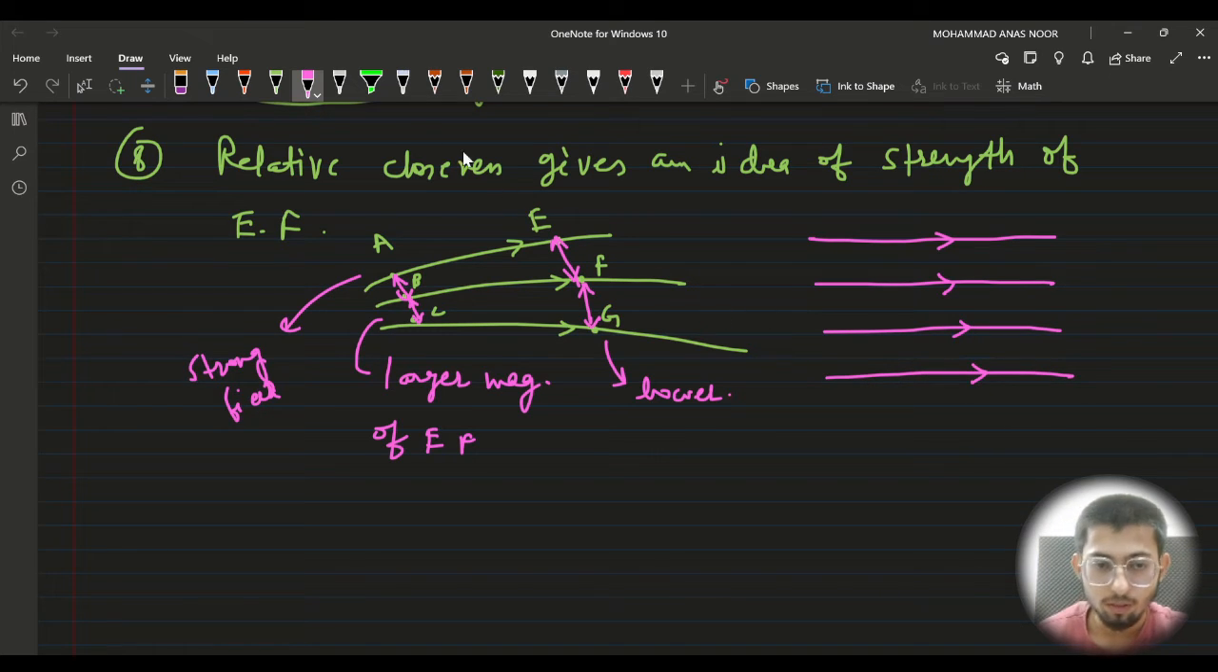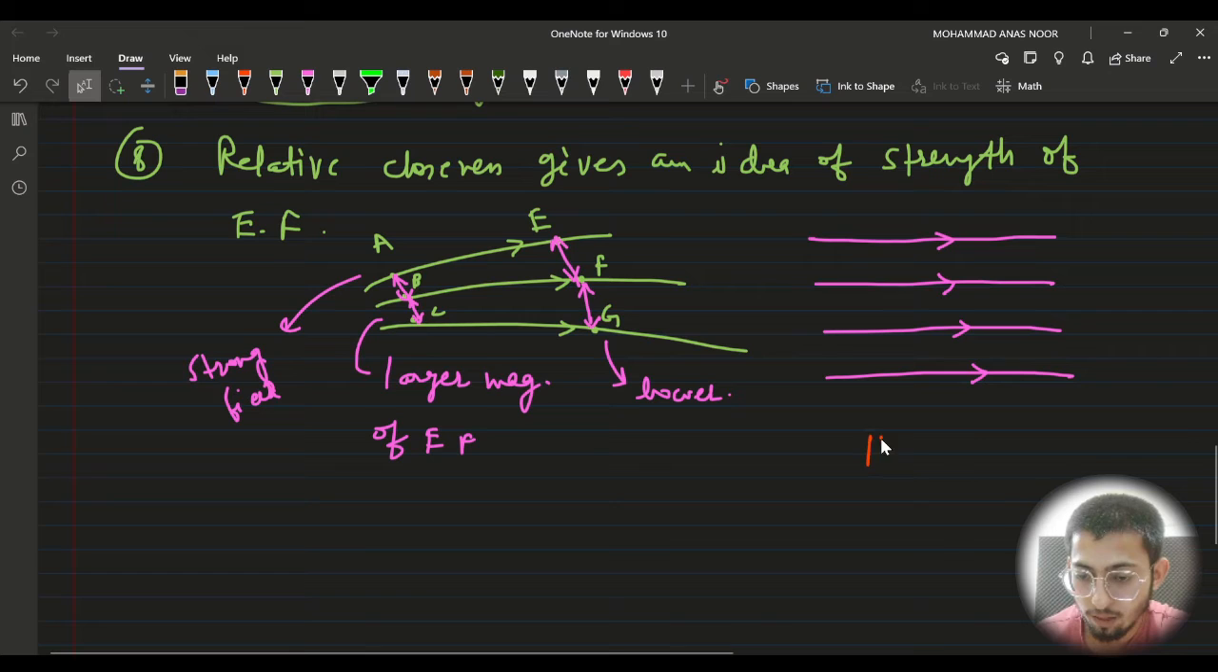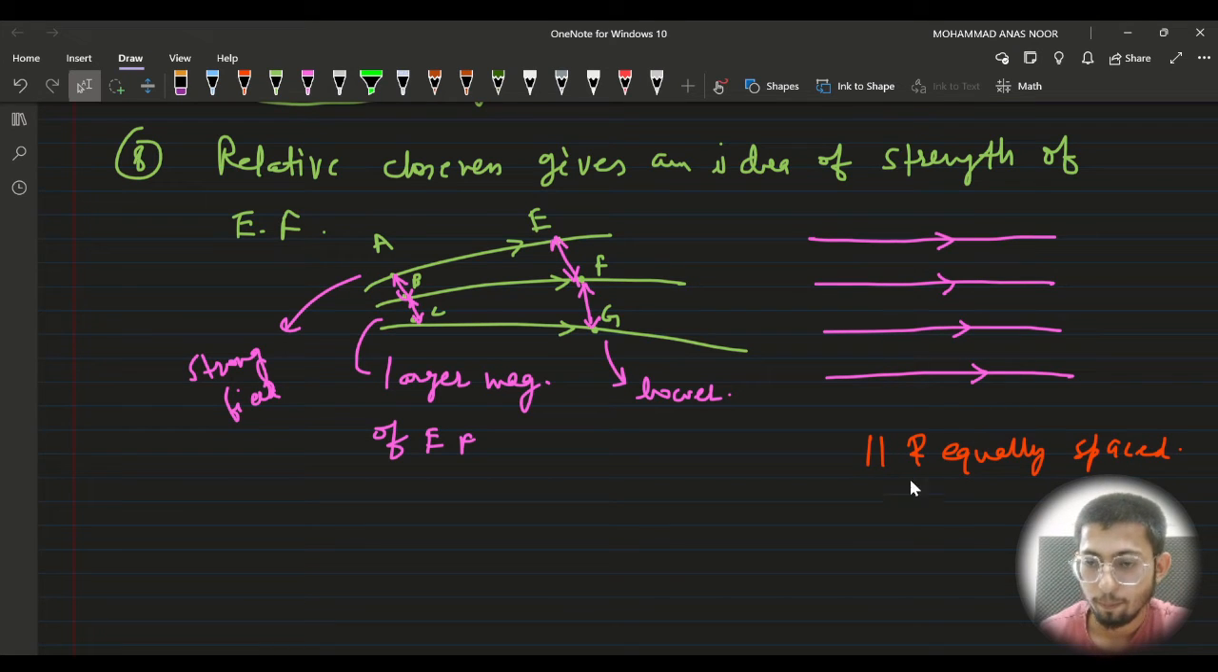What does that mean? Parallel, yes, this is parallel and equally spaced. That would mean a uniform electric field.